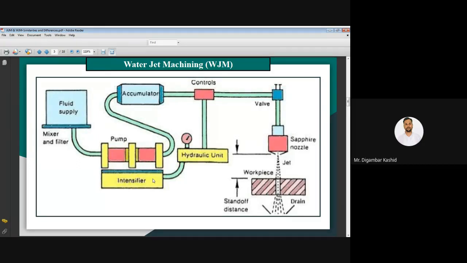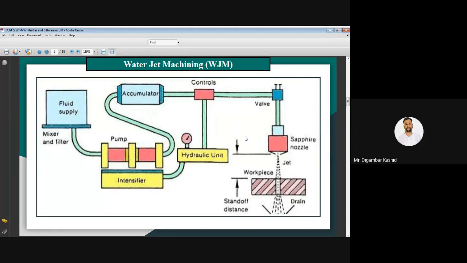Now whatever flowing fluid you are given, if it is in excess, then you can store it in one unit. It is called the storage, or also the accumulator. Then to control the flow of your pressurized water, we have controls. For that purpose we have this hydraulic unit also, that means control valves: flow control valve, pressure control valve, all these things, and the direction control valve also. And then that pressurized water you give to this nozzle.